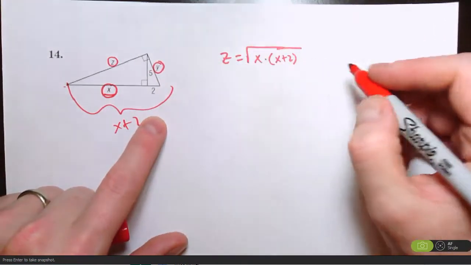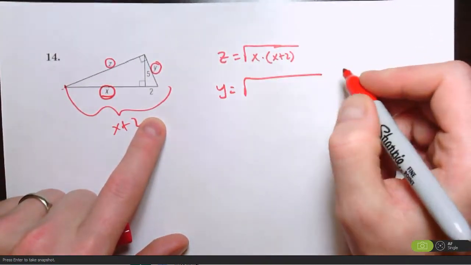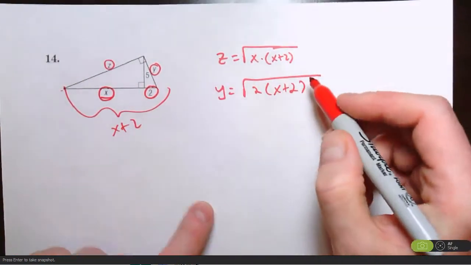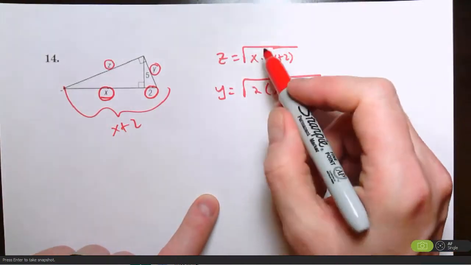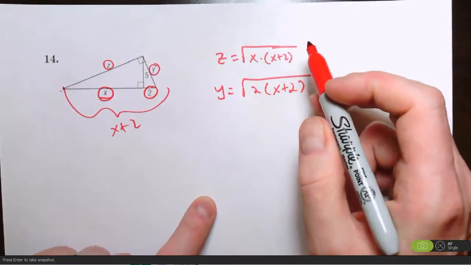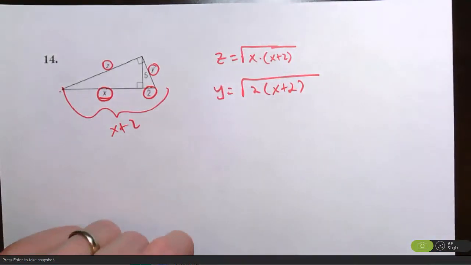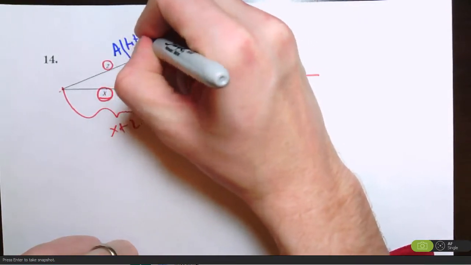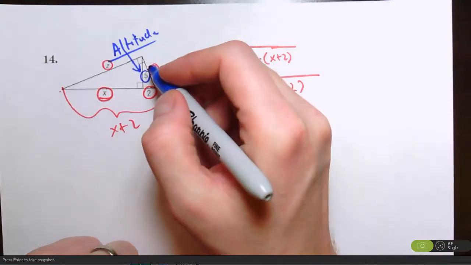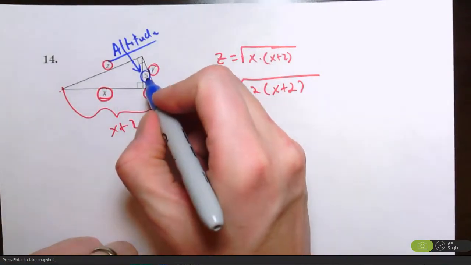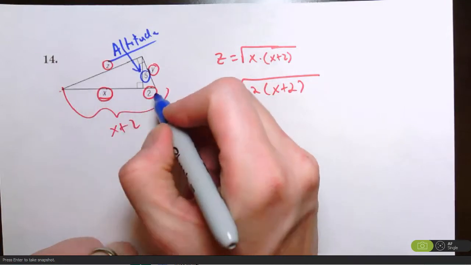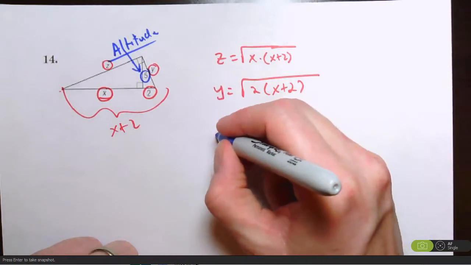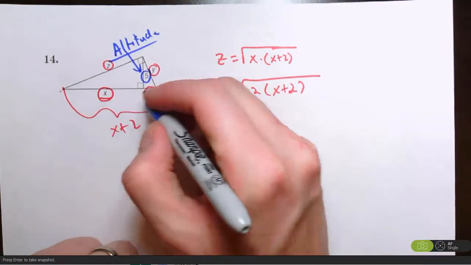Same thing for y. If I tried to find y, it is the geometric mean of the part next to it, which is 2, times the whole hypotenuse, which is x plus 2. So again, I'm still stuck in the same problem. z and y both have to have x solved for. So this is where you have to realize that, oh, I know the altitude. If I know the altitude, it's the geometric mean of the two parts of the major hypotenuse. So x is not the altitude this time, 5 is. So 5 is the geometric mean of x and 2.